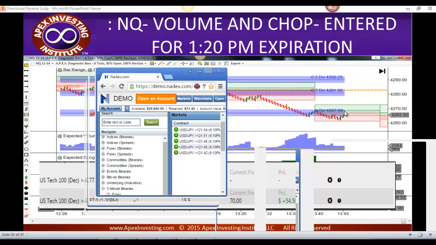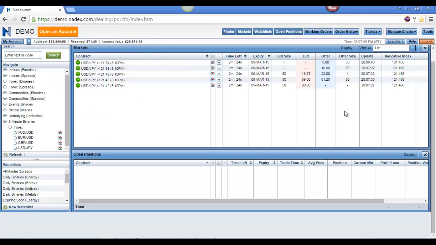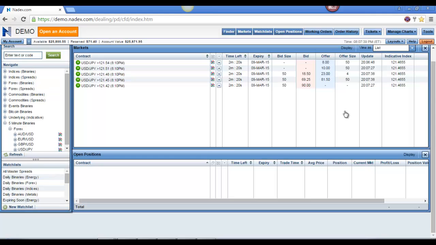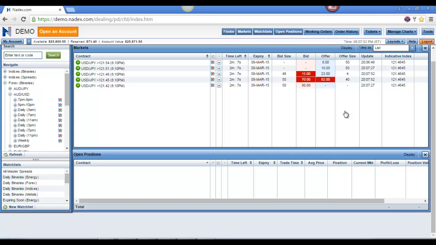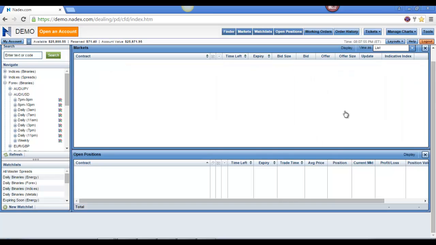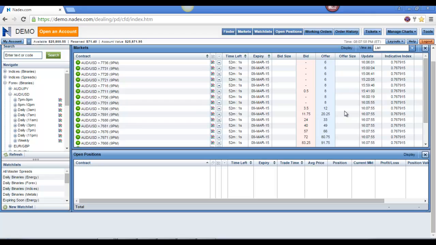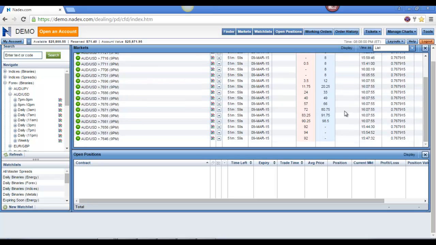Okay. Let's just look at, for example, anything. Let's go to Forex right now. Let's go to Aussie dollar. The 7 to 9 p.m. expirations. Okay. Right now it's 8:06 Eastern time. Here's the strikes I see. This is the Nadex demo account.